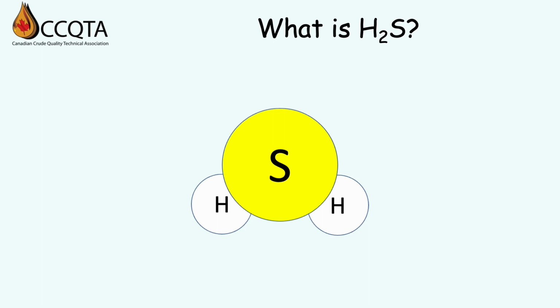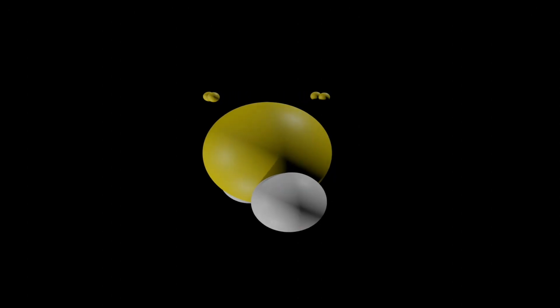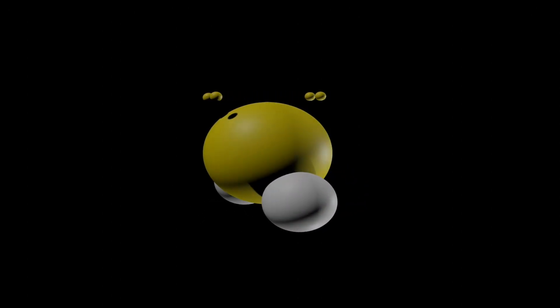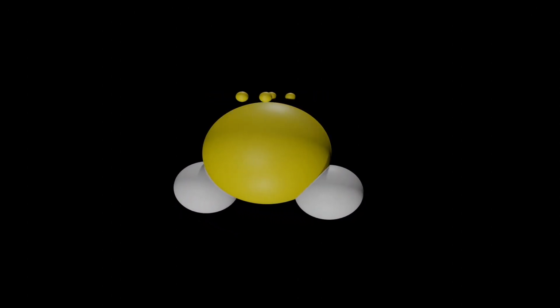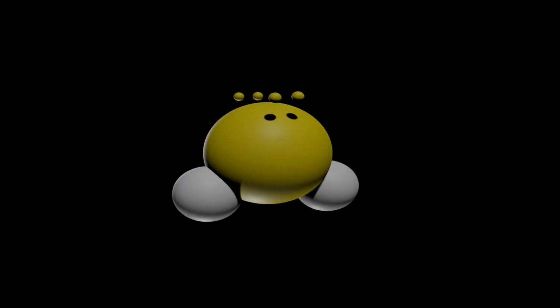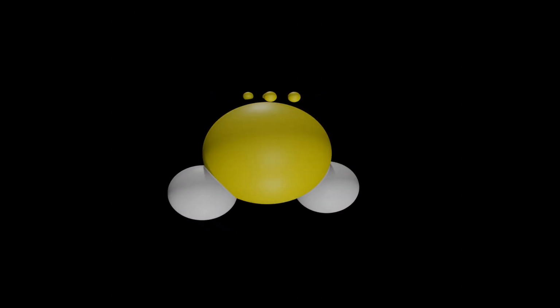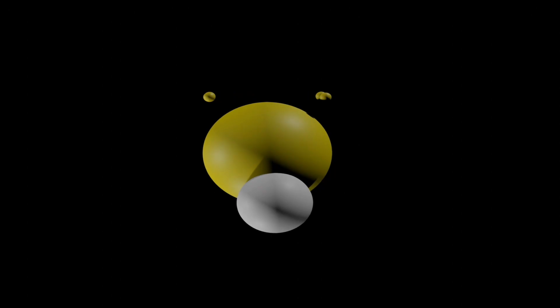H2S is simply the covalent or molecular bonding of hydrogen and sulfur. This is a 3D representation of H2S showing the lone pairs of electrons that cause the hydrogen geometry relative to the central sulfur atom. The lone pairs also give the molecule polarity, which impacts its reactivity and behavior.